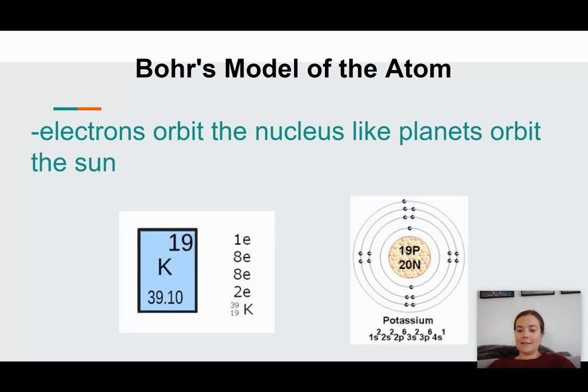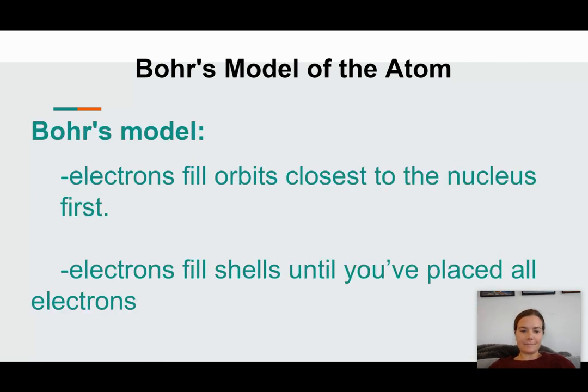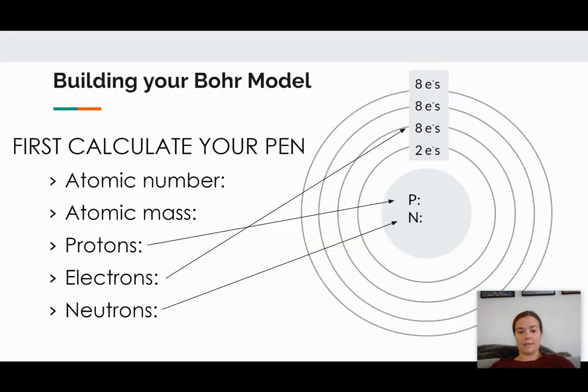And he said that there is a specific amount of electrons that can be in each of these shells. So the first shell, the one that's closest to the nucleus, can hold up to 2 electrons. The second shell or orbit can hold up to 8. The third can hold up to 8. And then when we get up to the fourth and higher, it gets a little weird. We're not going to really do anything up that high, but for our case, we'll say also 8. So Bohr said that the electrons fill the orbitals closest to the nucleus first and then fill out from there until you've placed all of your electrons.